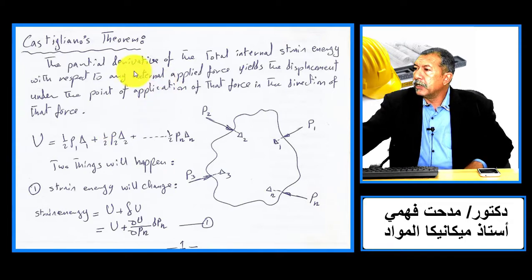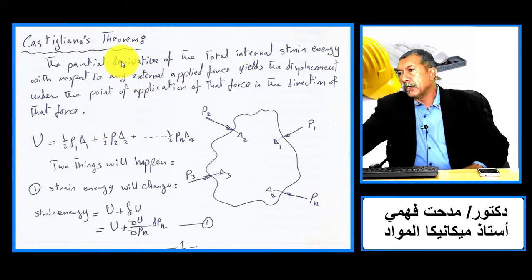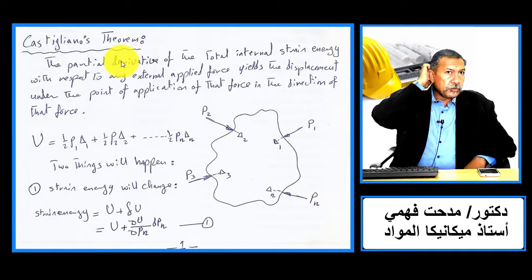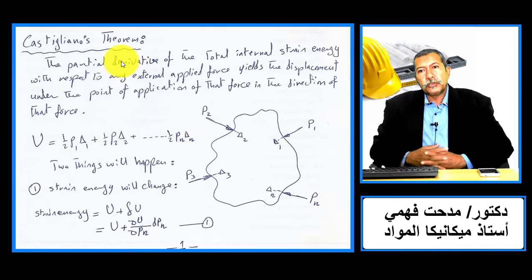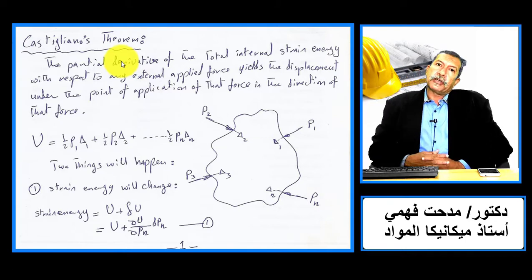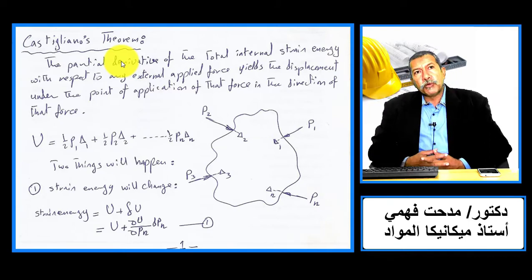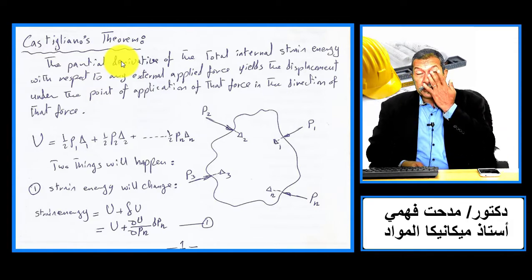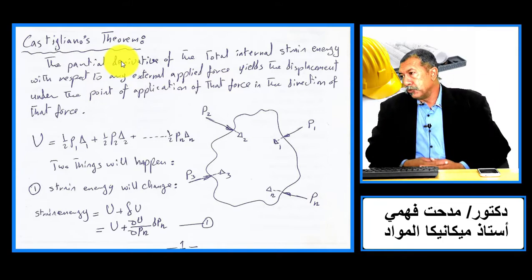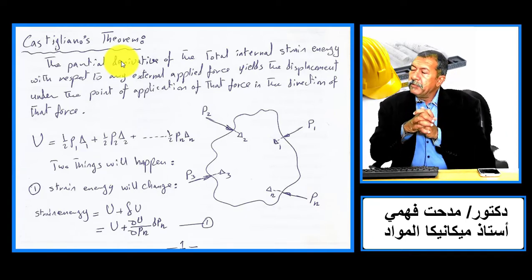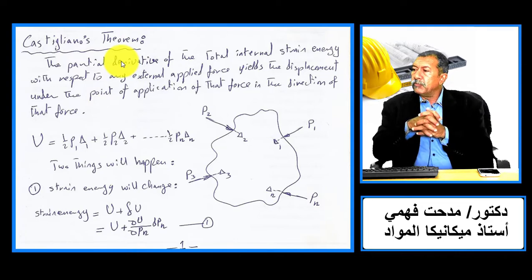Here we get a new theory. It is called Castigliano's theory. Castigliano's theory is one of the theories which can be used to calculate the deflection and the slope of different beams. It is similar to virtual work, similar to Macaulay methods and others, but it is easier to use.